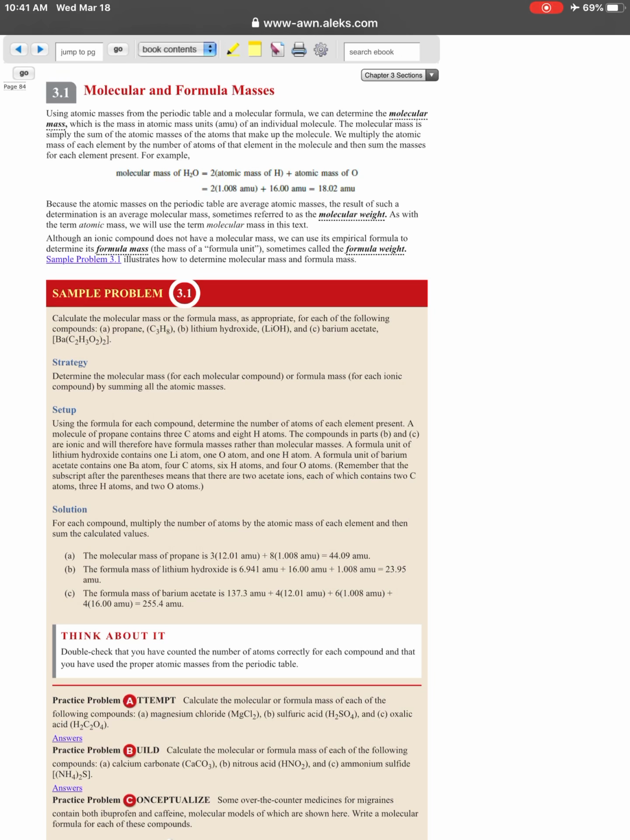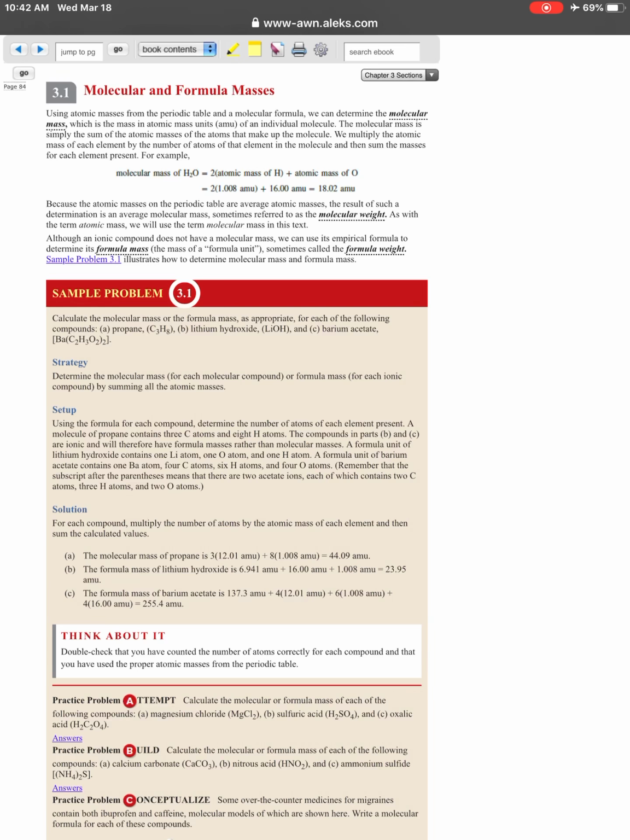The molecular mass is simply the sum of the atomic masses of the atoms that make up the molecule. We multiply the atomic mass of each element by the number of atoms of that element in the molecule, and then sum the masses for each element present.